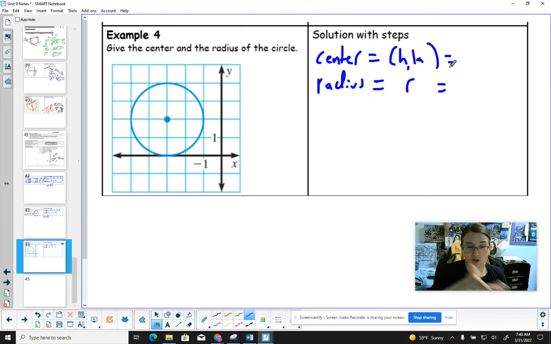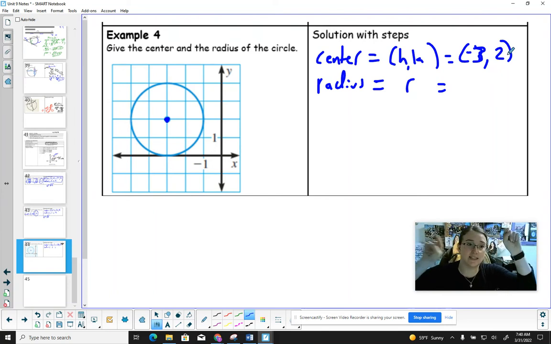But when you're looking at a picture, you just find them, right? The center is the dot right in the center. So my answer is, what is that coordinate point? Take a second. What are the coordinates for that point? Well, I've got negative 1, 2, 3, so negative 3. That's a 3. And a positive 2. So there's my h and there's my k. They would go into those spots if I was asked to write the equation.